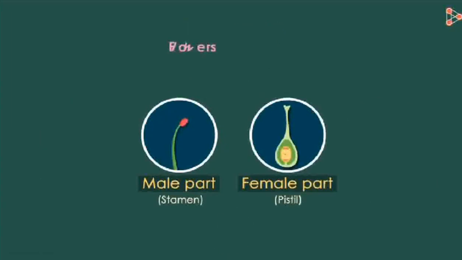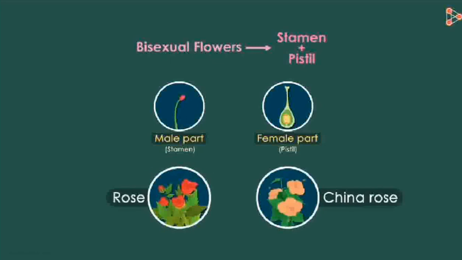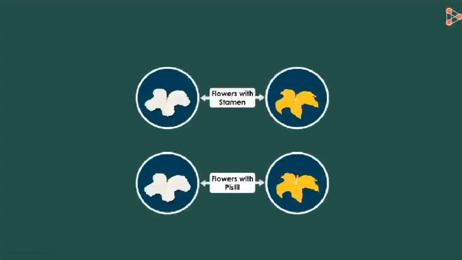Flowers which contain both stamen and pistil together are called bisexual flowers. Examples include rose and China rose, among a few in this category. Some flowers, such as those of gourd and pumpkin, possess either stamen or pistil. That is the reason why such flowers are called unisexual flowers.